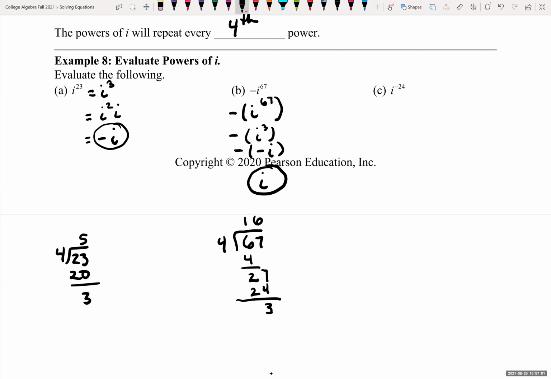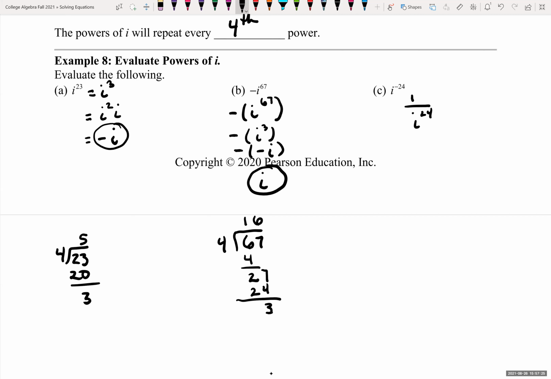That's a negative exponent. Let's first rewrite that negative exponent as a positive exponent. And we can do that. Recall, a negative exponent just changes: if it's in the numerator, it goes down to the denominator. If it's in the denominator, it goes up into the numerator. And so I can rewrite this here as 1 over i to the 24th power.